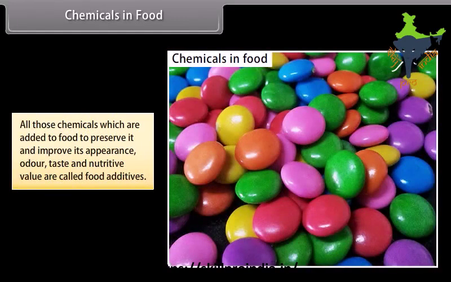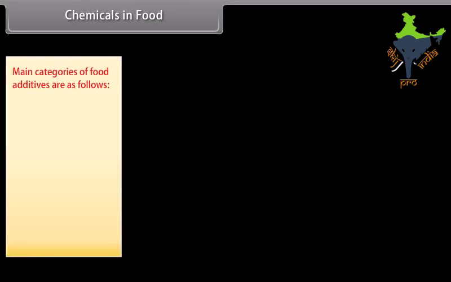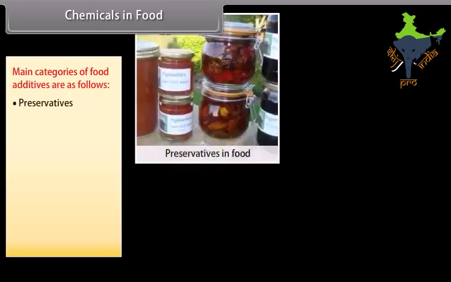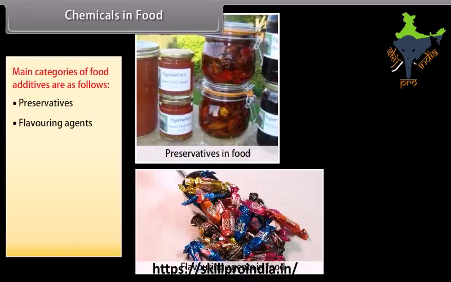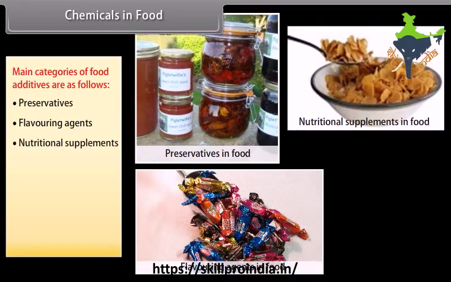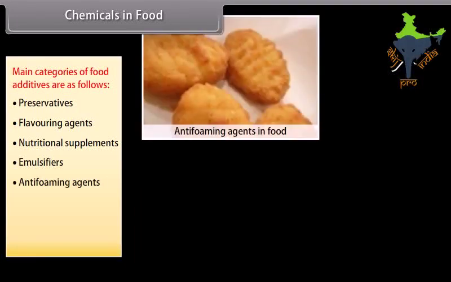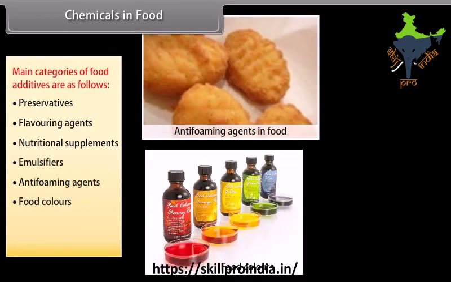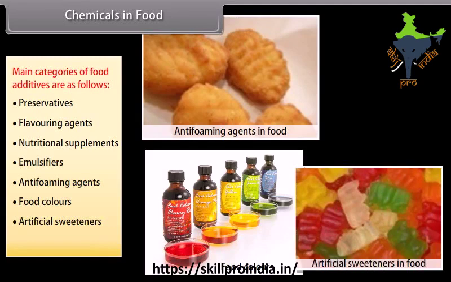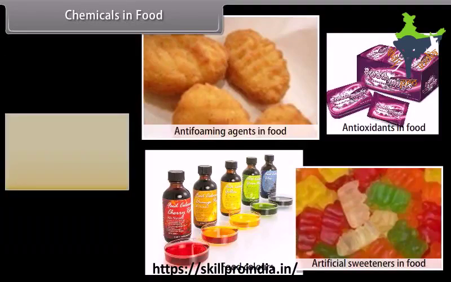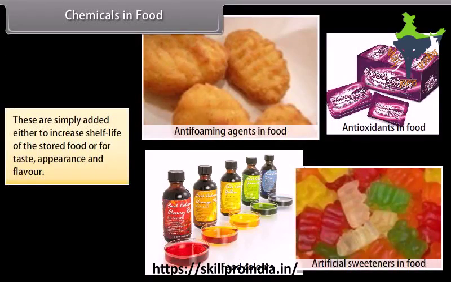Chemicals in food. All those chemicals which are added to food to preserve it and improve its appearance, odor, taste, and nutritive value are called food additives. Main categories of food additives are as follows: preservatives, flavoring agents, nutritional supplements, emulsifiers, anti-foaming agents, food colors, artificial sweeteners, antioxidants. These are simply added either to increase shelf life of the stored food or for taste, appearance, and flavor.